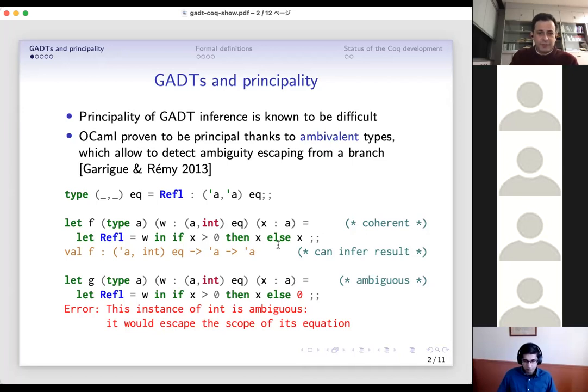Of course, we must be careful about principality. So in the next case, function g, I return either X or 0. Locally, it's okay because A and int are equal. But if you think from outside of the function, we must decide whether we should be returning A or int. Since we have no good criterion to decide it, we have a principality problem. And in OCaml, this leads to an error. This has to be an error.